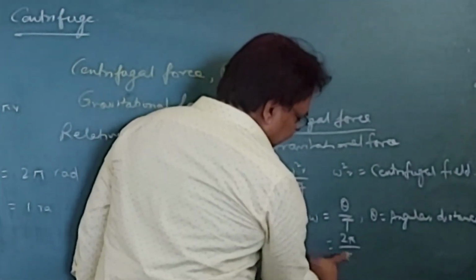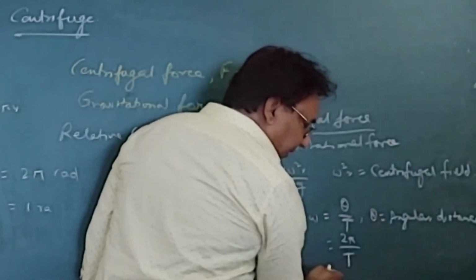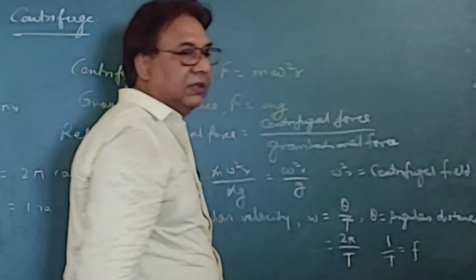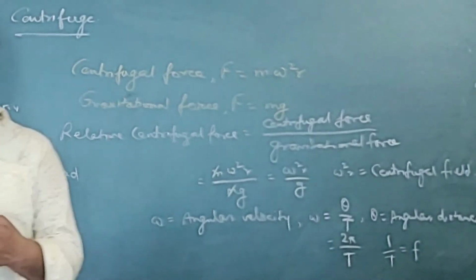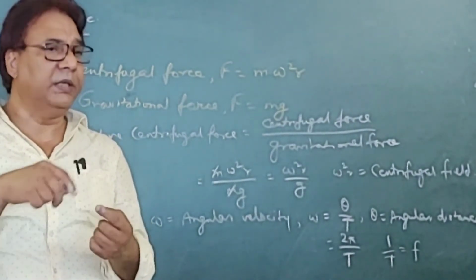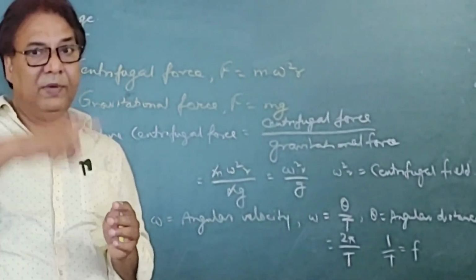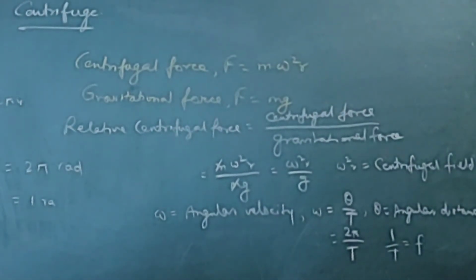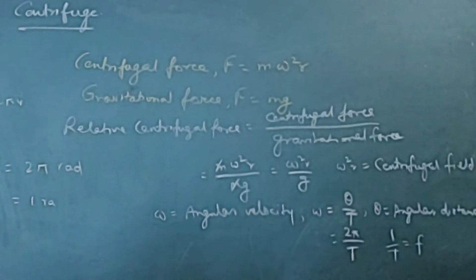So to replace this s, we write here t. That means there is a 1 by t over here. 1 by t is also equal to f, which is frequency. Frequency means how many times per second. Here revolution is being measured. Frequency could be of anything; wavelength also has a frequency. So how many times the body revolves around a circle per minute, that we also call revolution per minute.